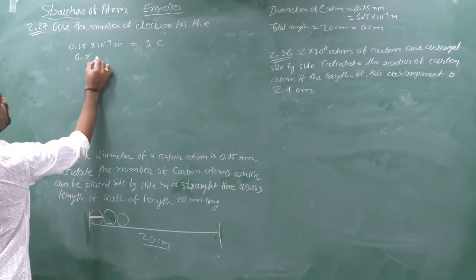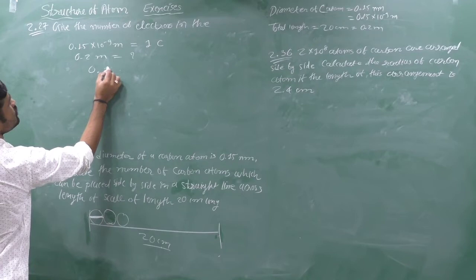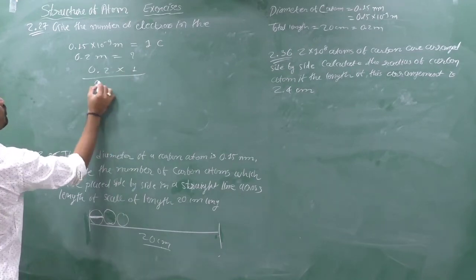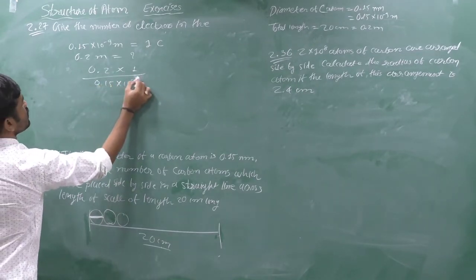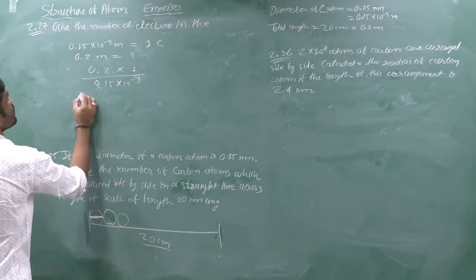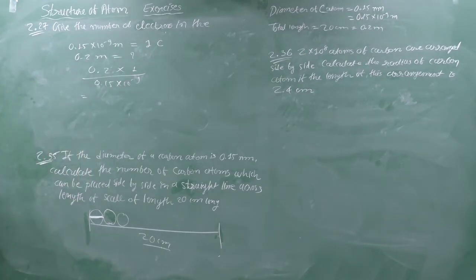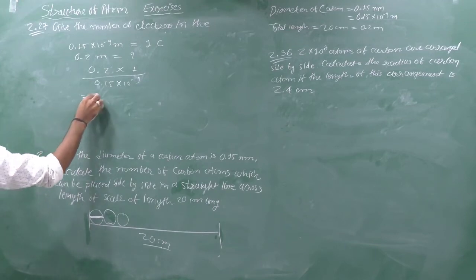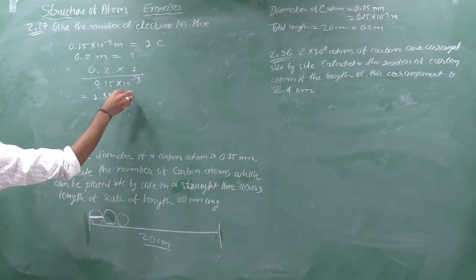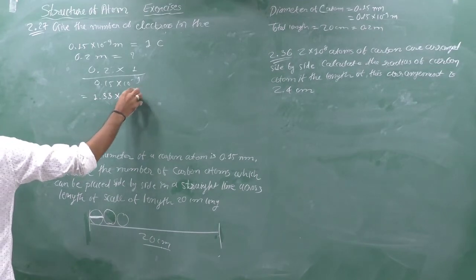Then 0.2 meter is equal to how many? It is 0.2 cross 1 by 0.15 into 10 raised to minus 9. It is equal to 1.33 into 10 raised to 9 atoms.